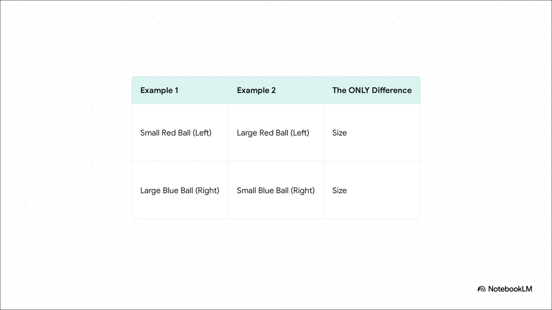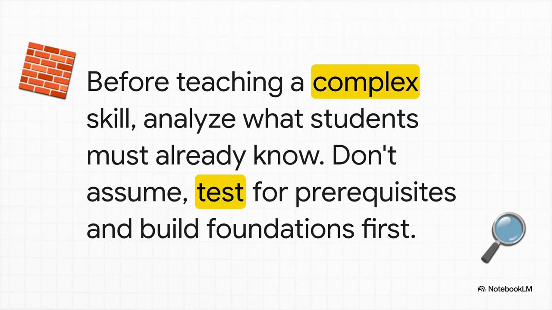Now, look at this. This is a faultless design. It is totally unambiguous. Here, the objects are the same color, the same shape, in the same position. The only thing that changes is the one variable you want to teach, size. There is literally no other conclusion the student can draw. You've engineered the lesson so there's only one right answer. All right, on to rule number 3.